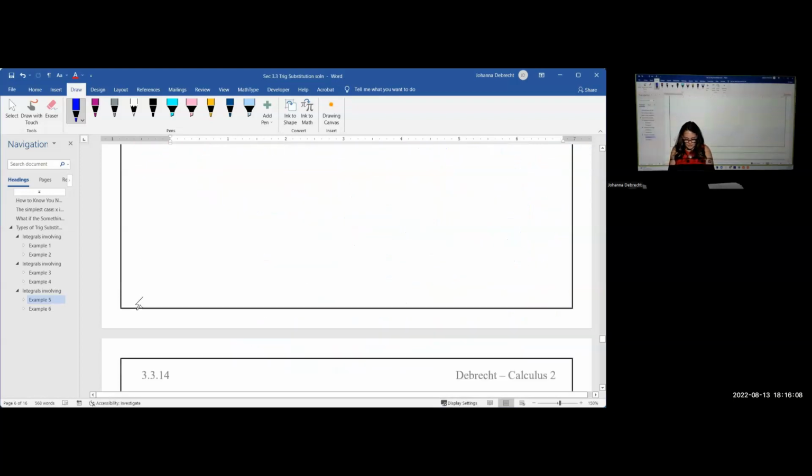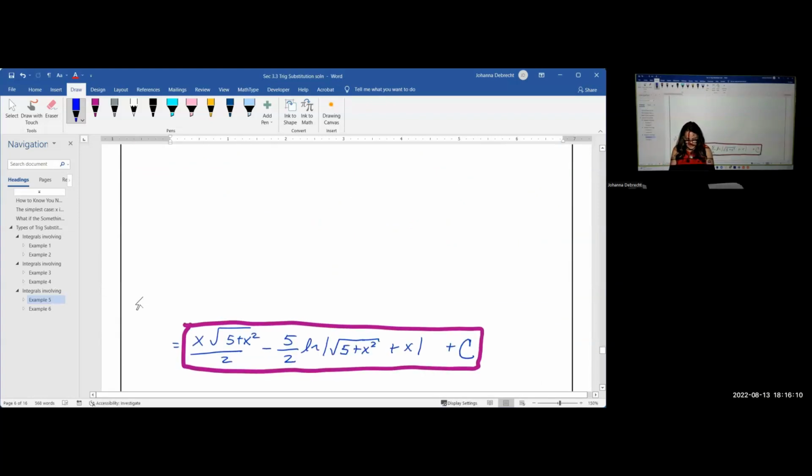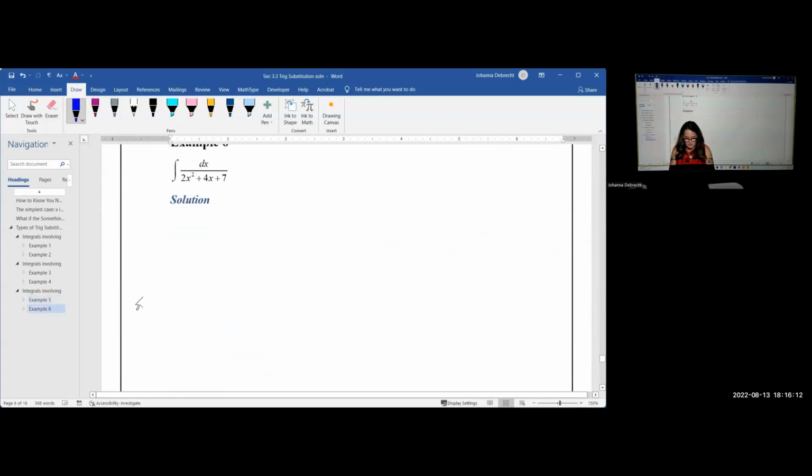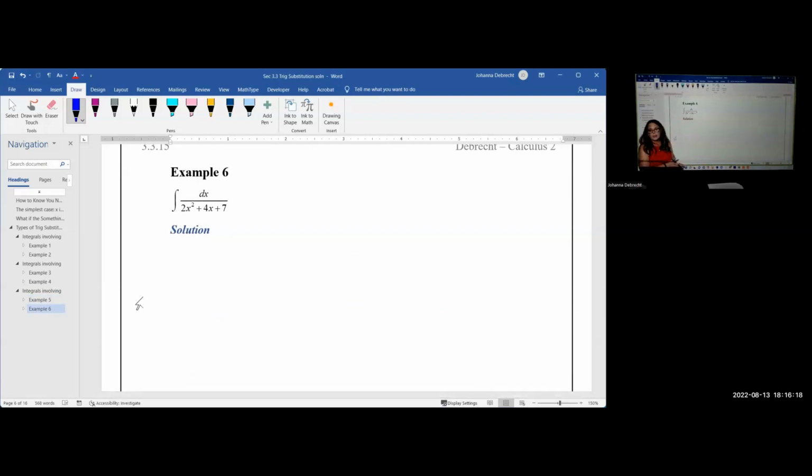So we have one more example to do, which is example 6. I left myself a lot of space there. Looking at this one, you may go, oh, that doesn't look like the Pythagorean theorem. And you'd be right. It does not. This does not look like the others. We're trying to match patterns.